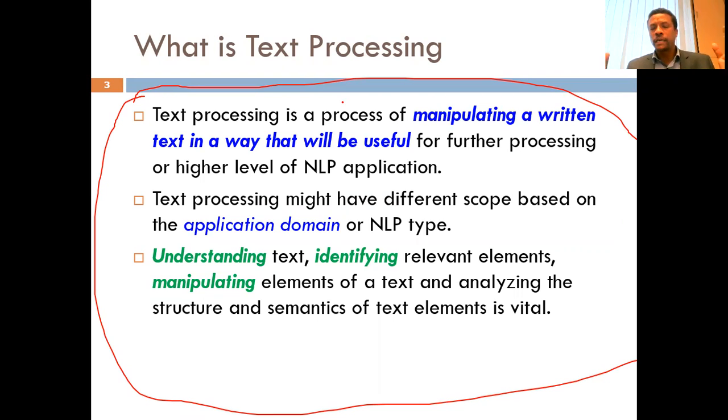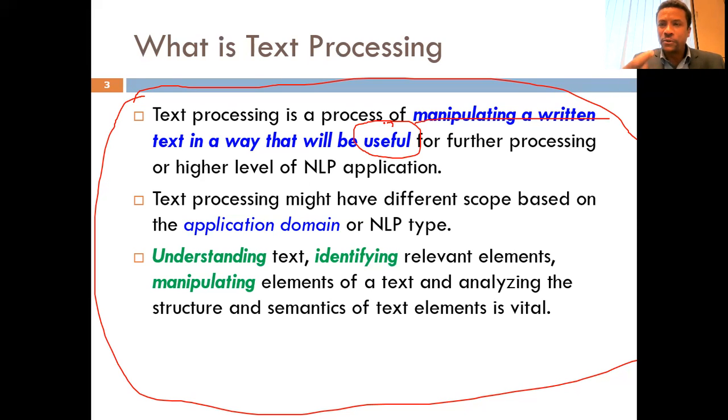So what we call text processing is this: you'll be given a text document or an electronic text, and you should be able to write a computational program that will help you to identify and extract relevant elements from the text. That's what we call text processing. As I said, text processing is a process of manipulating a written text in a way that will be useful. You'll be given a written text, and you're going to write a program that will manipulate it in a way that is relevant to you. Last time we talked about identifying an email address, right? You might have a 10-page document, but from that document, you might be interested in extracting only email addresses.